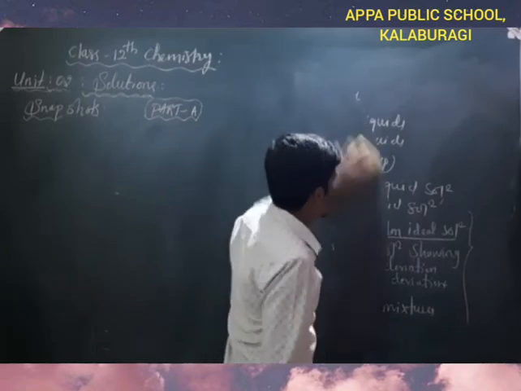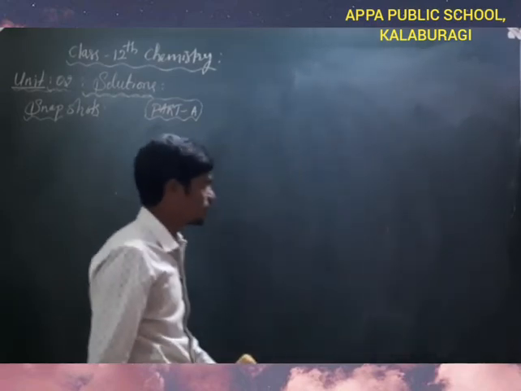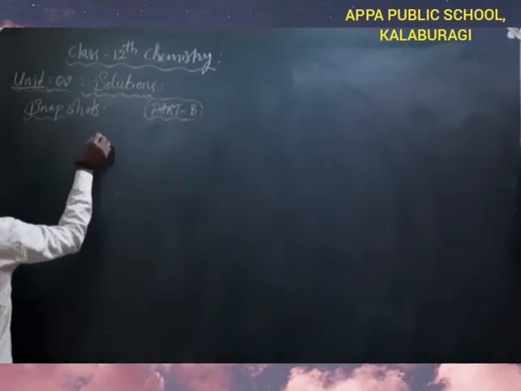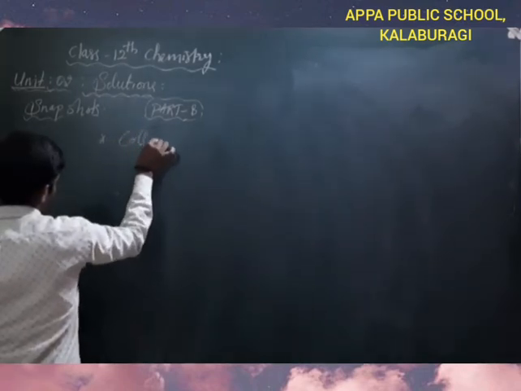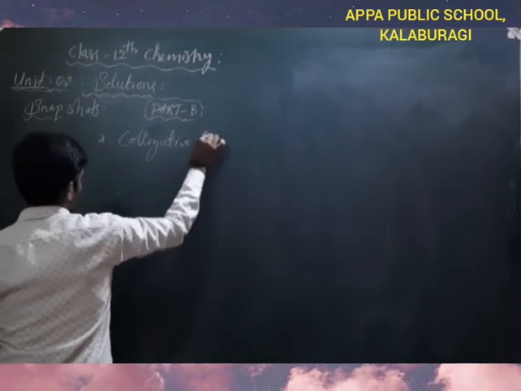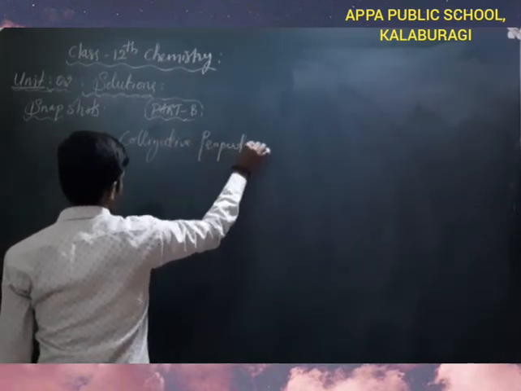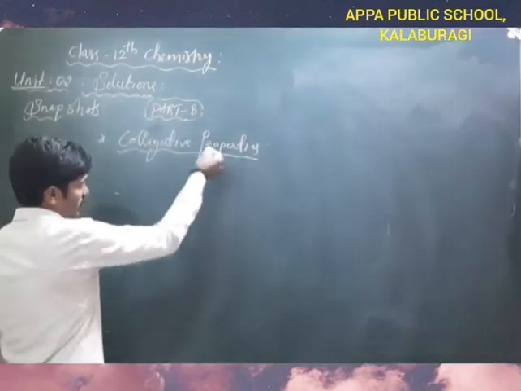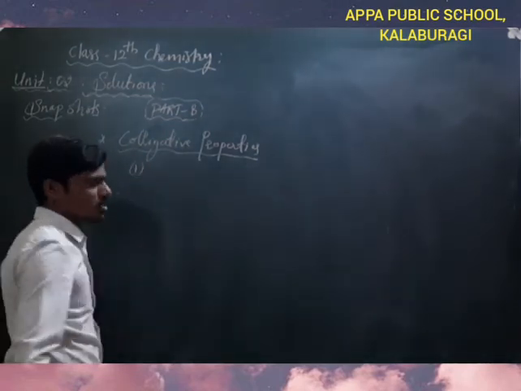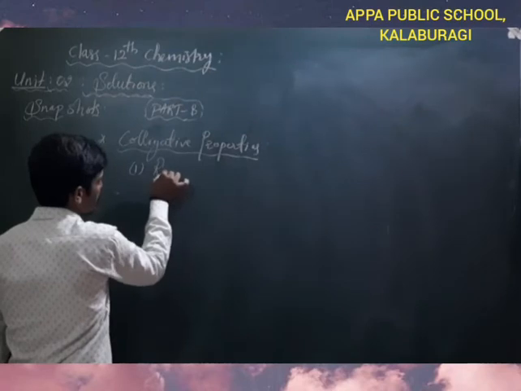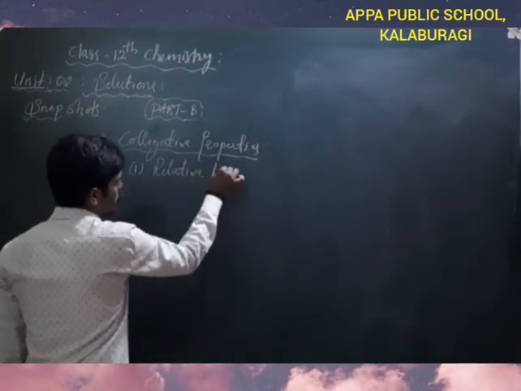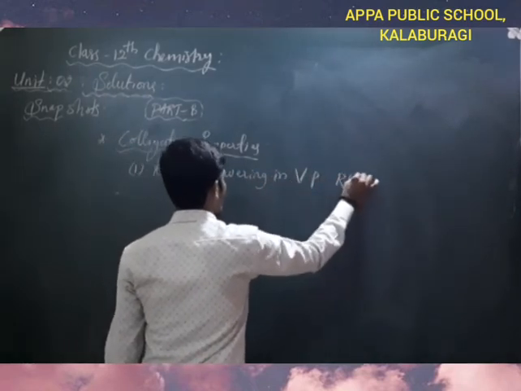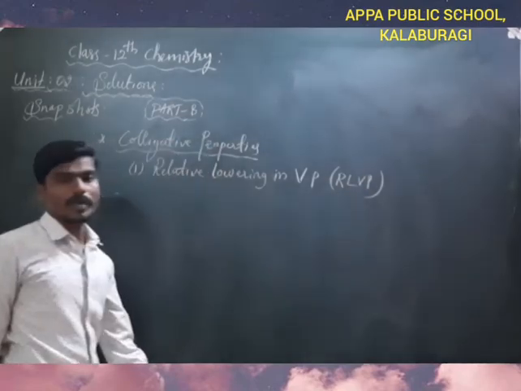Part 2, part B, is the most important part: colligative properties. So the definition and the different colligative properties. The first colligative property we are going to deal with is relative lowering in vapor pressure, RLVP.